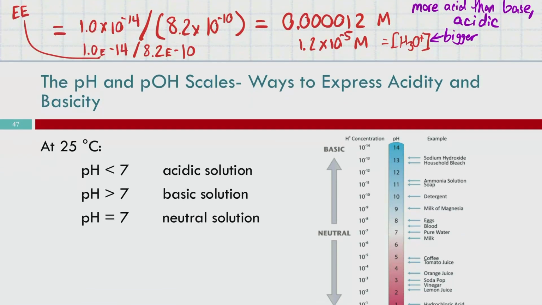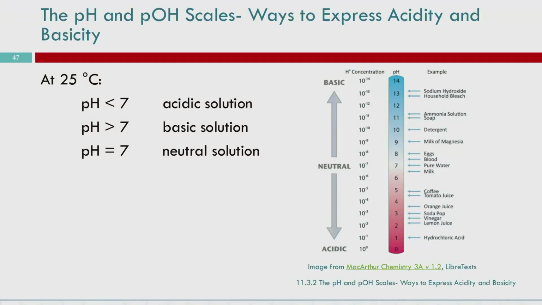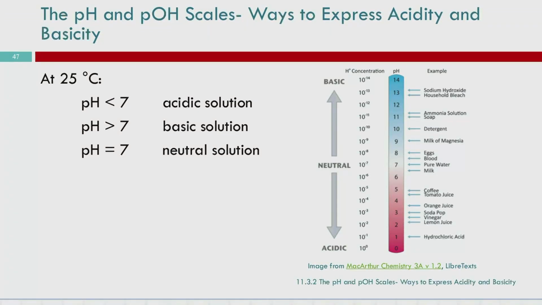So as fun as scientific notation is, and negative exponents are, there's a nicer way to deal with acidity and basicity, the amount of acid and base that we have. And that's the pH scale and the pOH scale. So pH, you may know, is a measure of acidity. We've got a table or a chart from our book online of a bunch of pH values. If your pH is less than 7, that's an acidic solution. If it's above 7, that's a basic solution. If it's right at 7, that's a neutral solution.